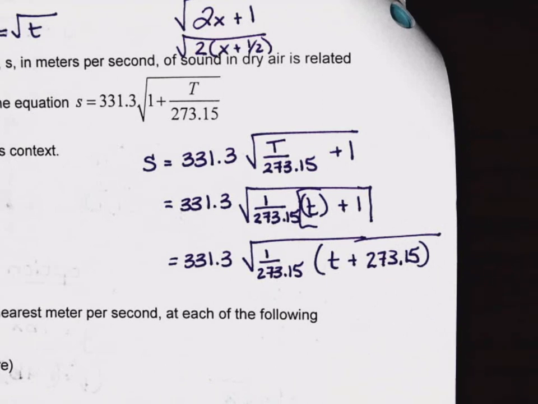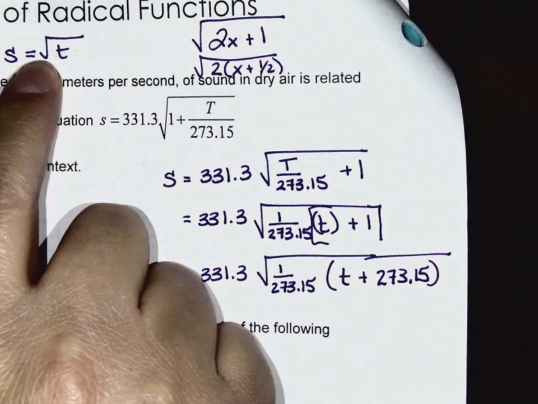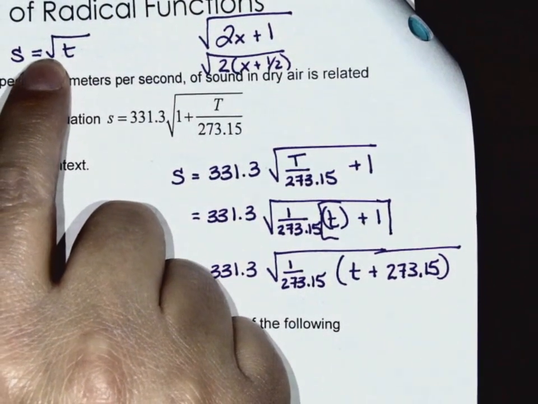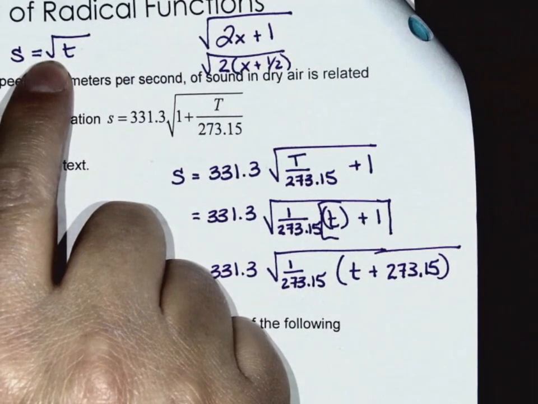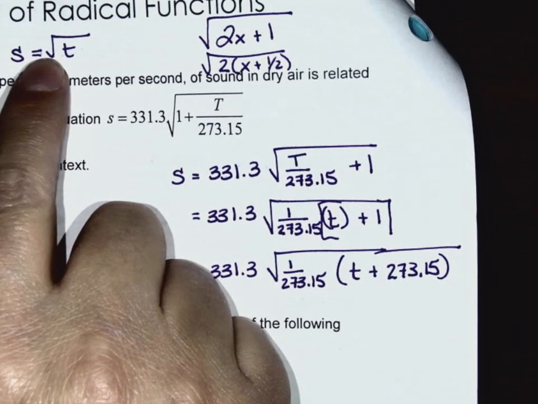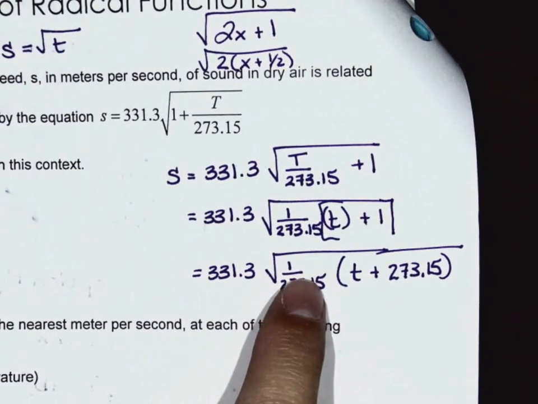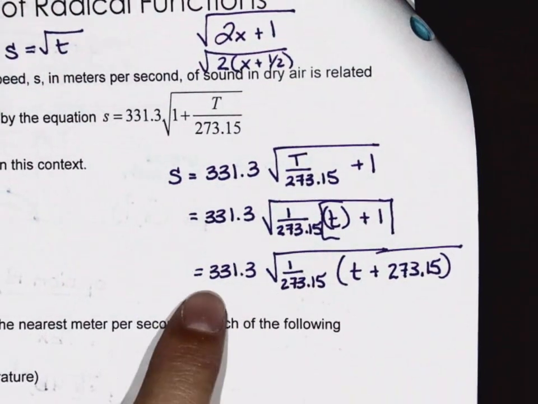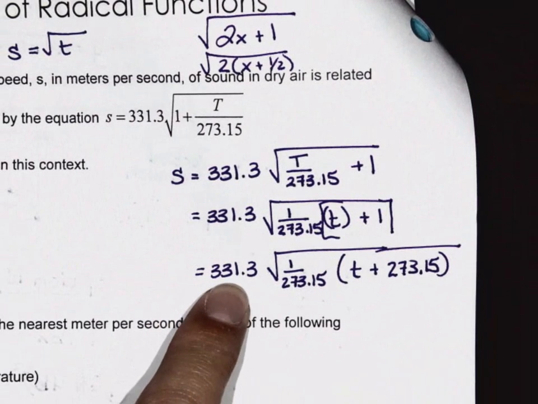All right, so my start point on the basic graph is where? 0, 0, right? Basic graph starts at 0, 0. With these transformations, will the y be affected? No. Right, because we times 331.3 times 0, what does it give us? 0.